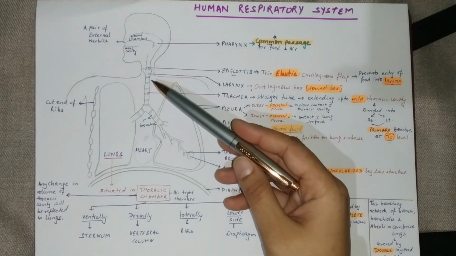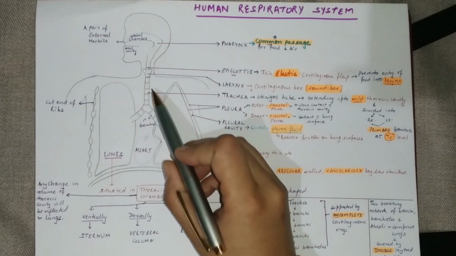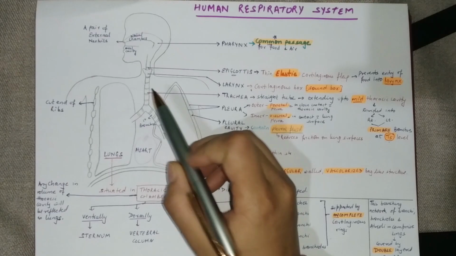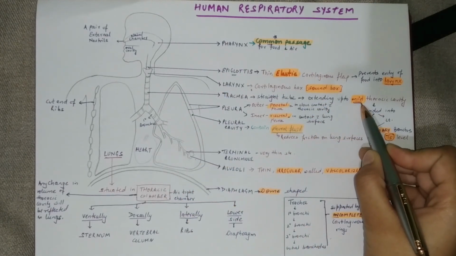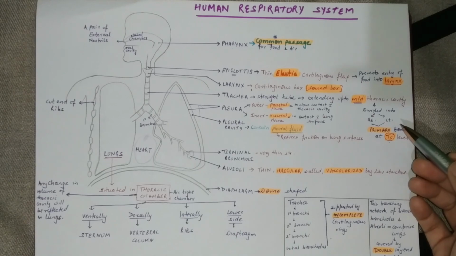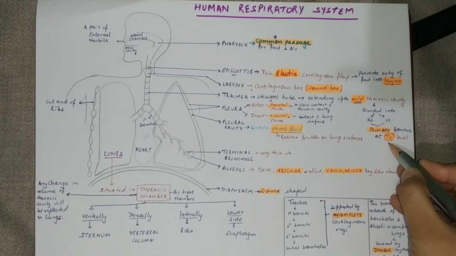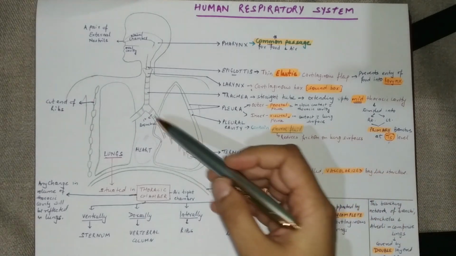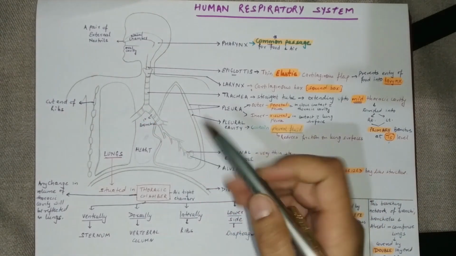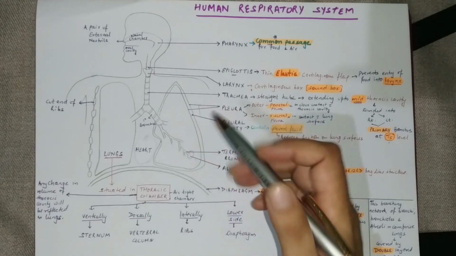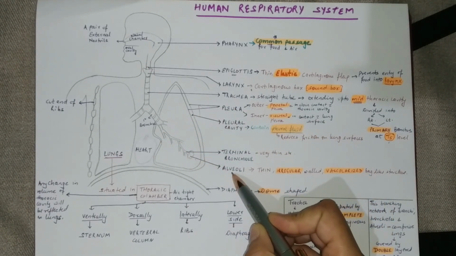Then the larynx opens into the trachea, which is a straight tube supported by incomplete rings. The rings are incomplete and extend up to the mid-thoracic cavity, and the trachea divides into right and left primary bronchus at the level of the fifth thoracic vertebra. Then these primary bronchi enter the lung and divide multiple times, and in the end they form alveoli.